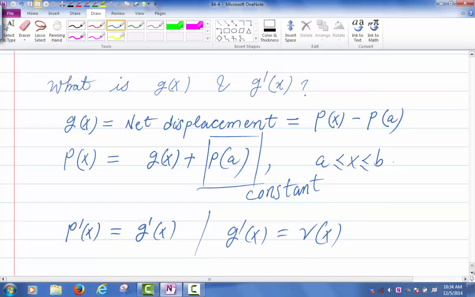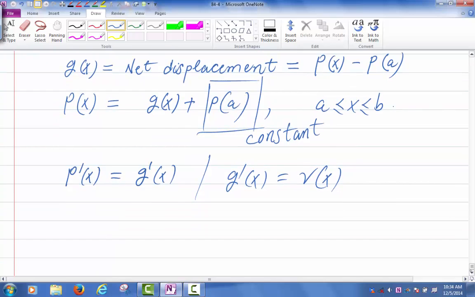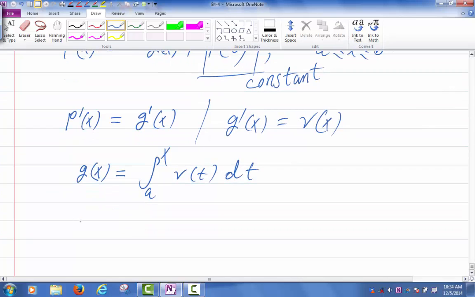Notice what we are saying here in this example. Remember how we defined g of x? G of x is the integral from a to x of the velocity function dt. And what are we saying? We are saying g prime of x is exactly v of x.